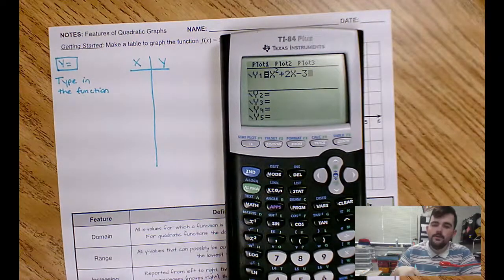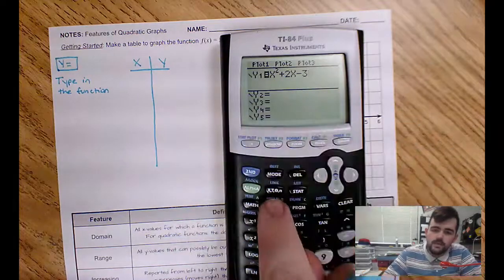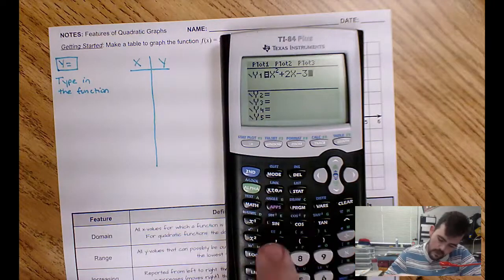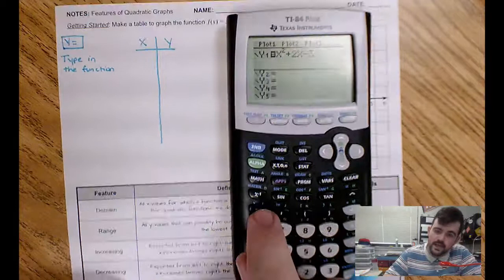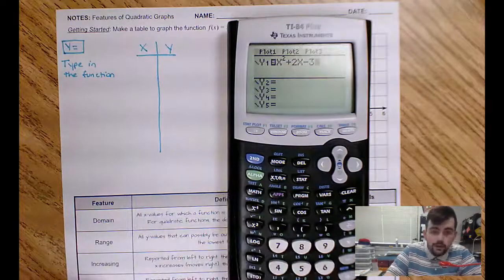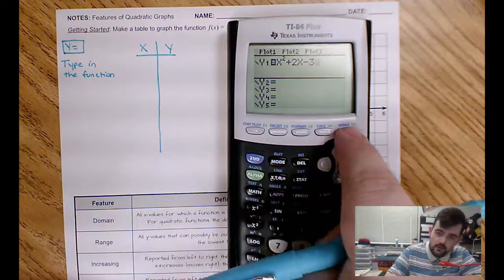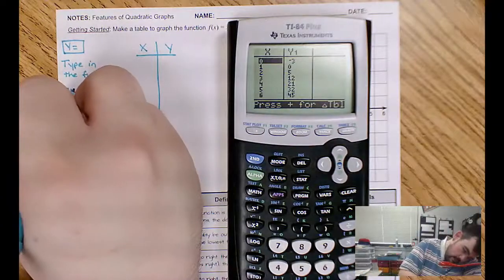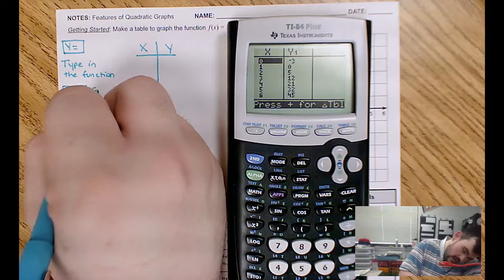Your first step, hit y equals. Your second step, type in the equation or the function. This little button right here next to the alpha is how you get your x variable. This button down here, diagonal from the 7, is how you get your exponent 2 in. Then we're going to go to a table that's already made for us by hitting second and then graph. So we're going to hit the second button and then the graph button.